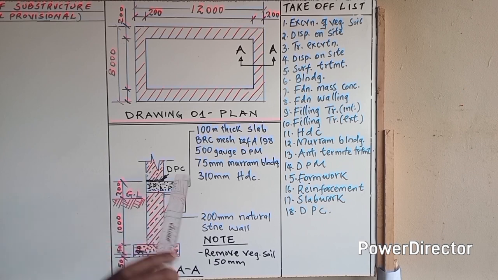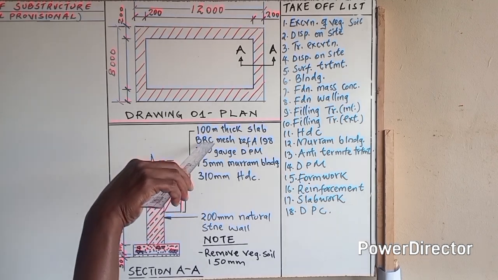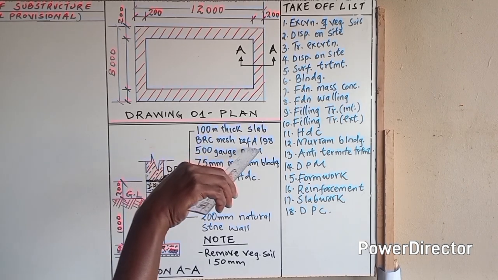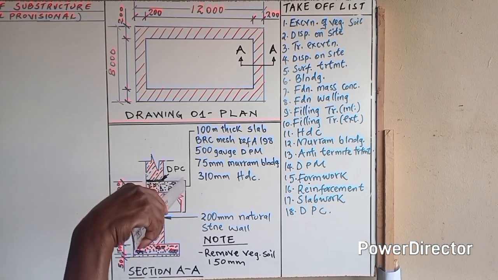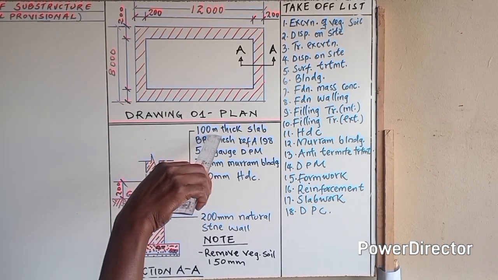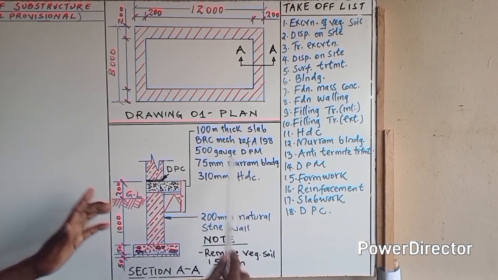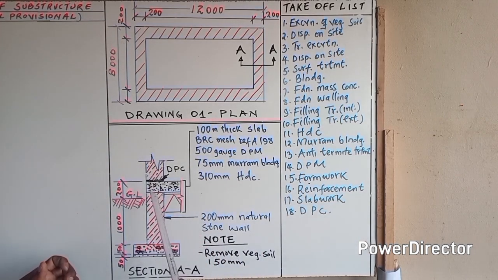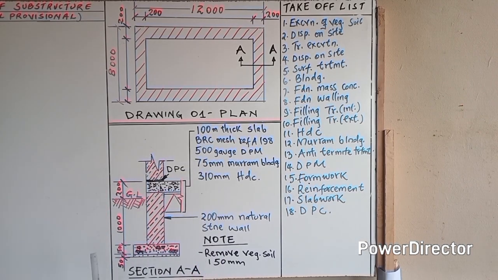Then just over it here, we have the 500 DPM gauge, and then we have the BRC mesh ref A198 in between the slab, and the slab itself is 100 millimeters thick. So more I'm going to explain as we take off, and more so I'm going to do a demonstration using the Archicad program so that you can understand this in deeper detail.